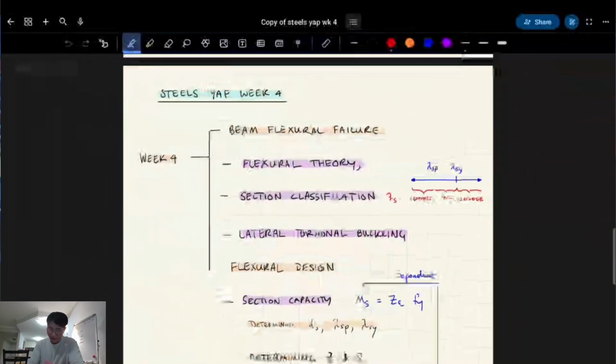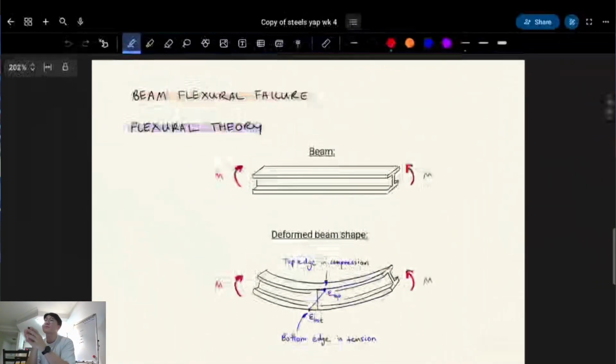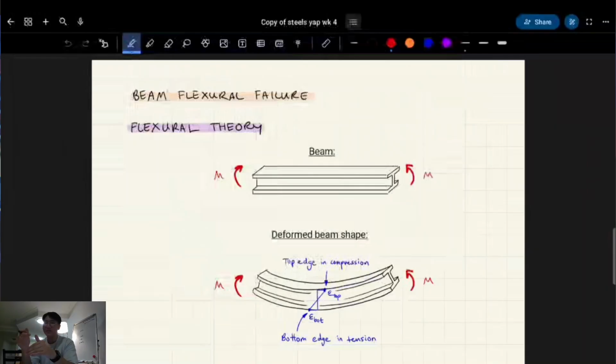Okay, so let's look at a picture because it'll make it way more obvious. So when you have a beam, there's gonna be gravity loads on it, and it's gonna put your beam into bending. That's like the primary purpose of the beam. And then the beam's gonna deform in a certain shape, right? And engineers approximate it to this shape, right?